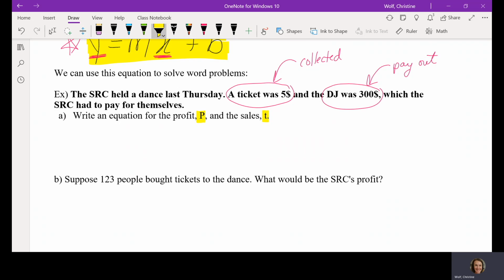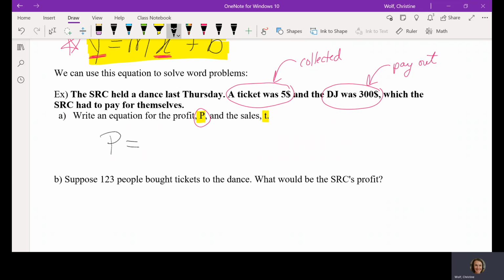Now, 99% of the time, the first variable I give you, the first one I state in the sentence, will be how we start our equation. So it's going to be P equals. So P represents the profit, or how much money the SRC is going to make off of this dance.